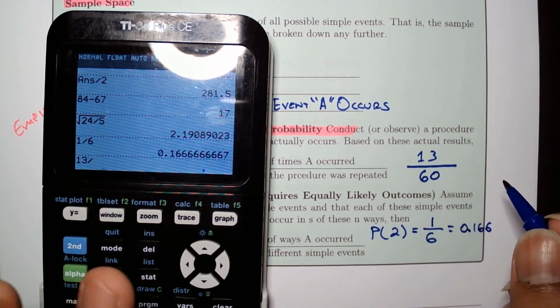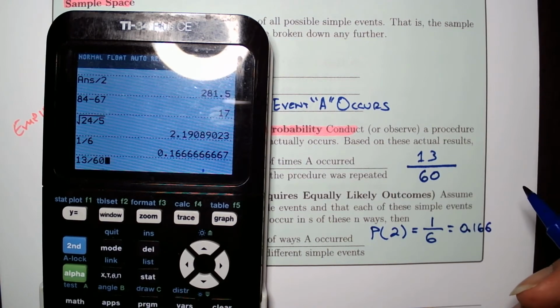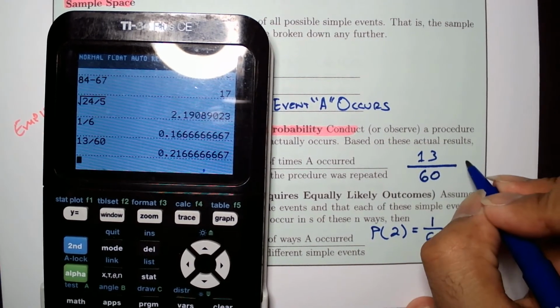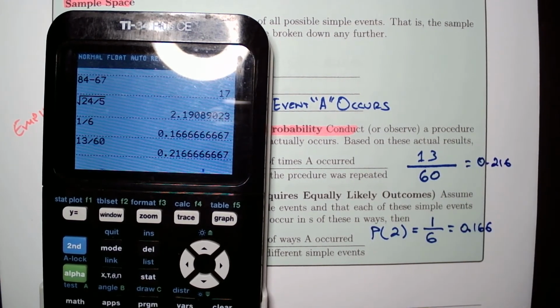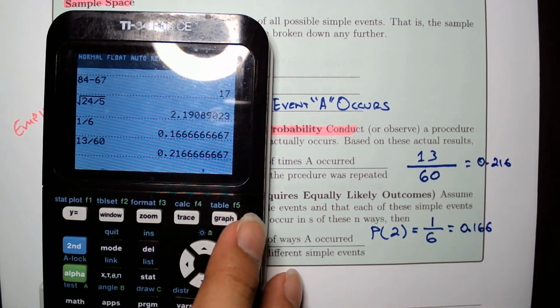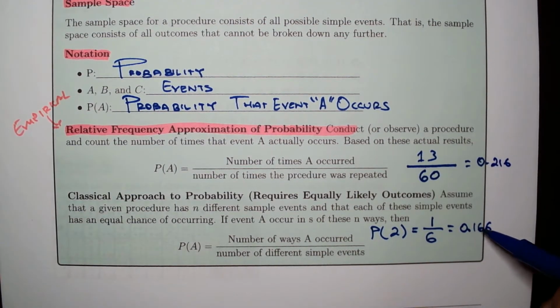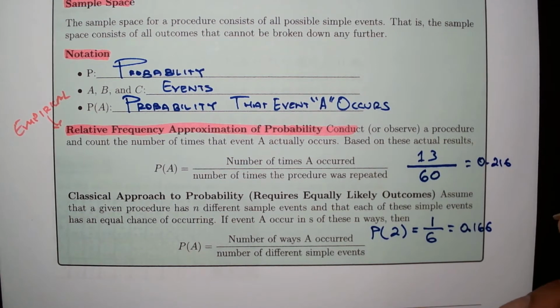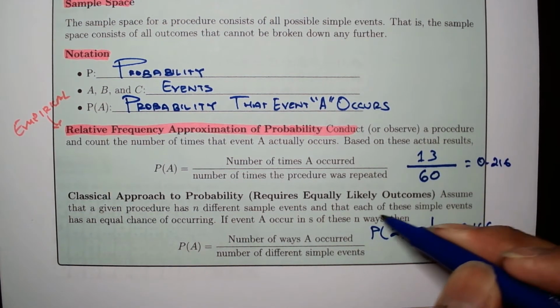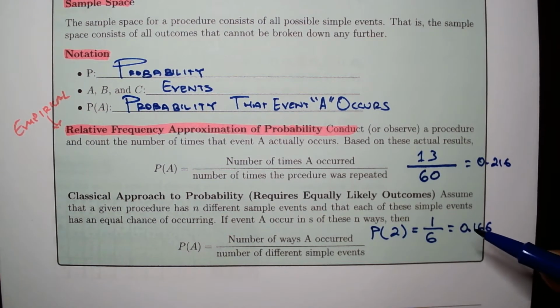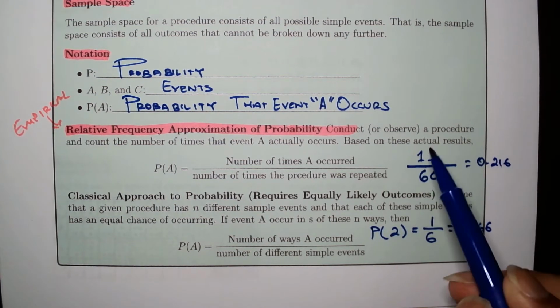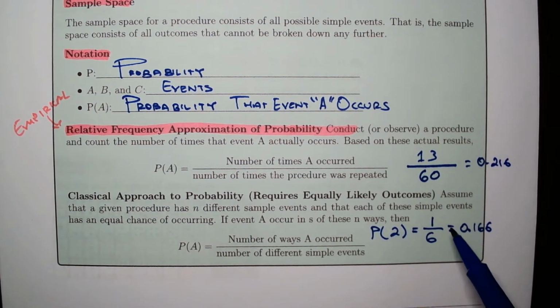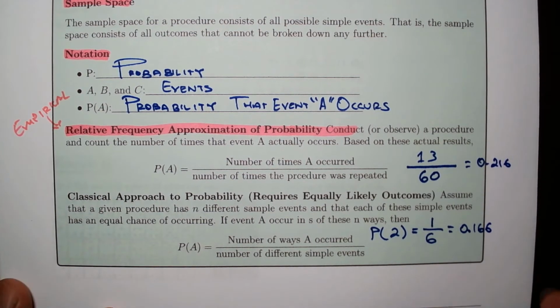And 13 divided by 60, that's 0.216. All right. Well, in this case, if we compare the two values, they're a little bit close to one another, 0.16 to 0.21. Well, we are expected to get 0.16 if the die is fair. But if we do this multiple times, we are going to get most likely a number that is close to that we obtained using the classical approach in probability calculation. Let's see what's next on the next page.